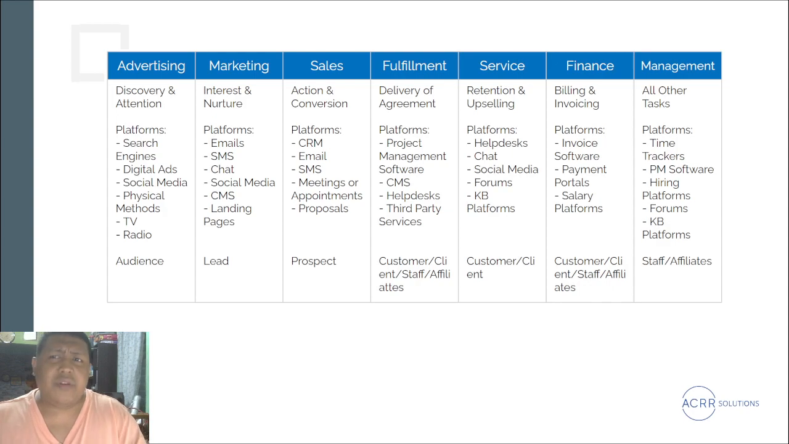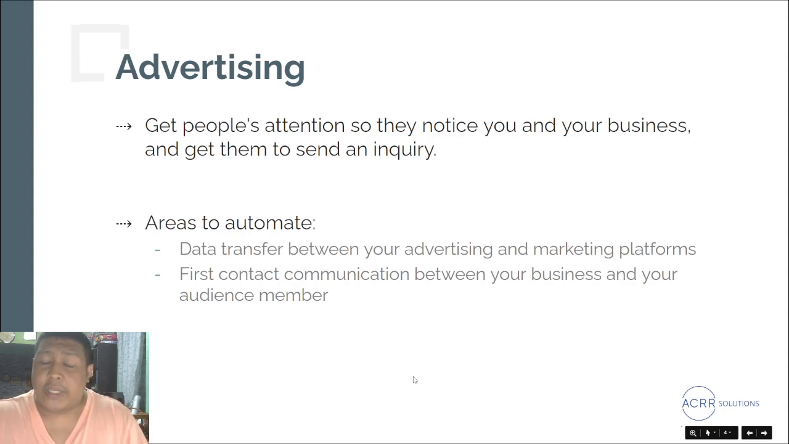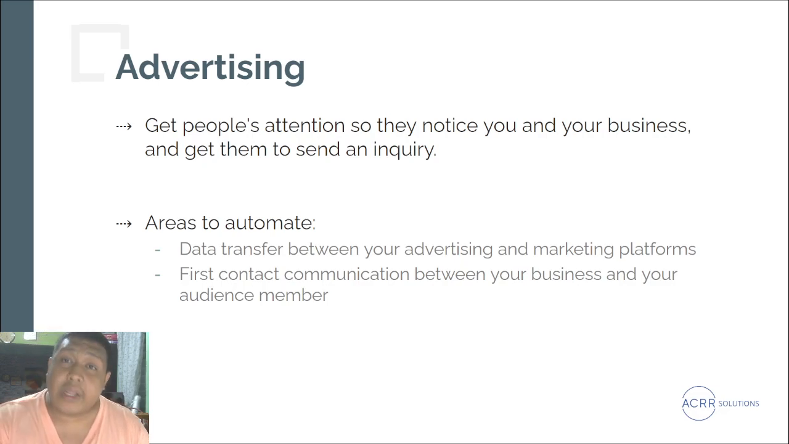So these are the seven areas. Now let's go into each of the areas to see some examples of how we can automate them. Let's start with advertising. So again, with advertising, the goal is to get people's attention so they notice you and your business and then get them to send an inquiry either through the ad or by directing them to the contact page of your website.